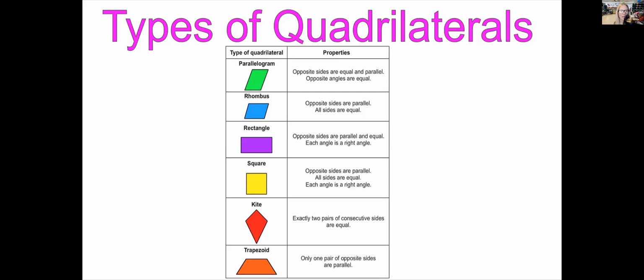Now, the one that I always thought was kind of funny, a shape called a kite. Never knew that there was a shape called a kite. I just thought there was an object called kite. Well, there can be a quadrilateral that's called a kite.